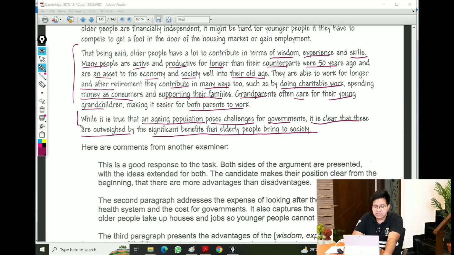This is the conclusion. Once again, focus on the conclusion, and this essay type is very common. You can use phrases like, while it is true that an aging population poses challenges for governments, it is clear that these are outweighed by the significant benefits that elderly people bring to society. Again, I tell you, just get a piece of paper, write down one sentence up to the full stop and rewrite at least 5 sentences.